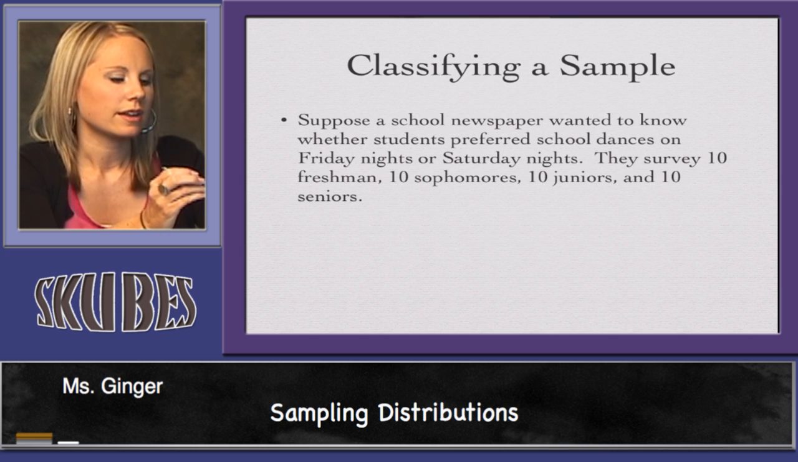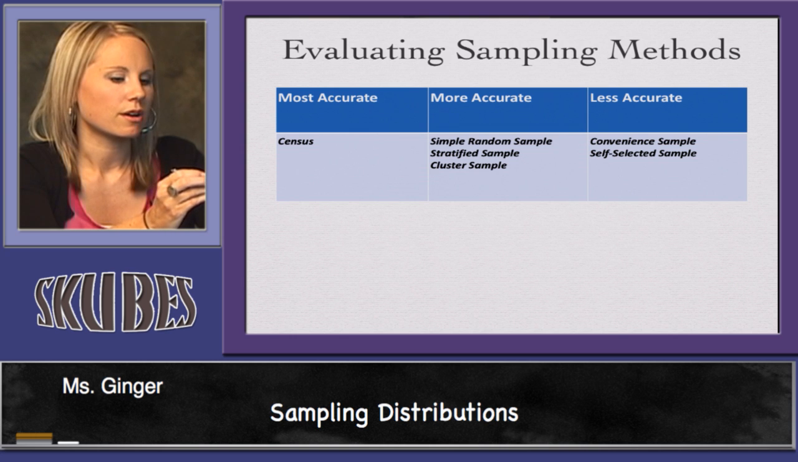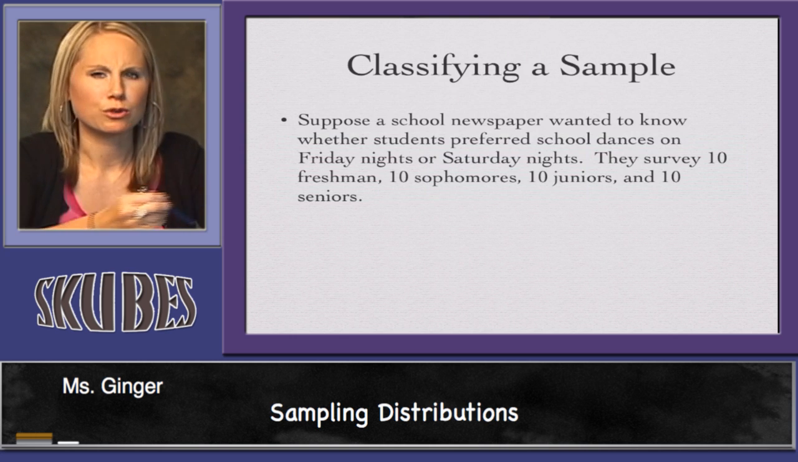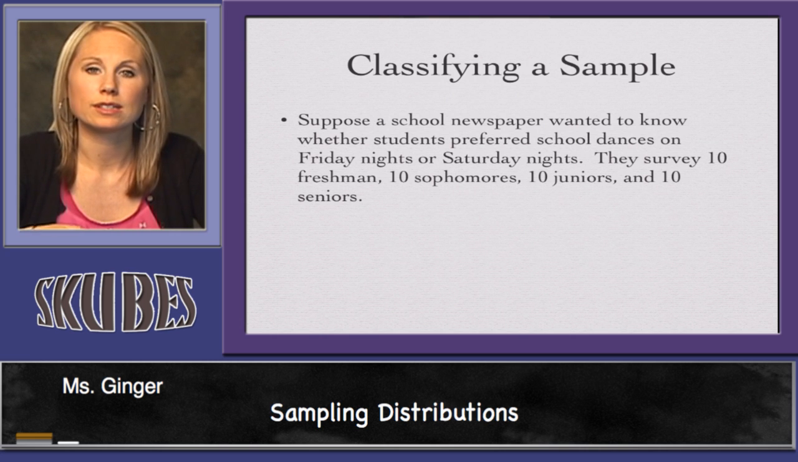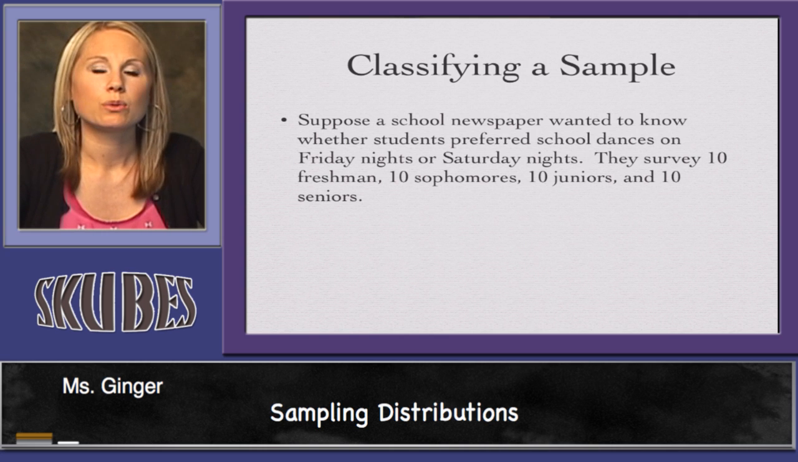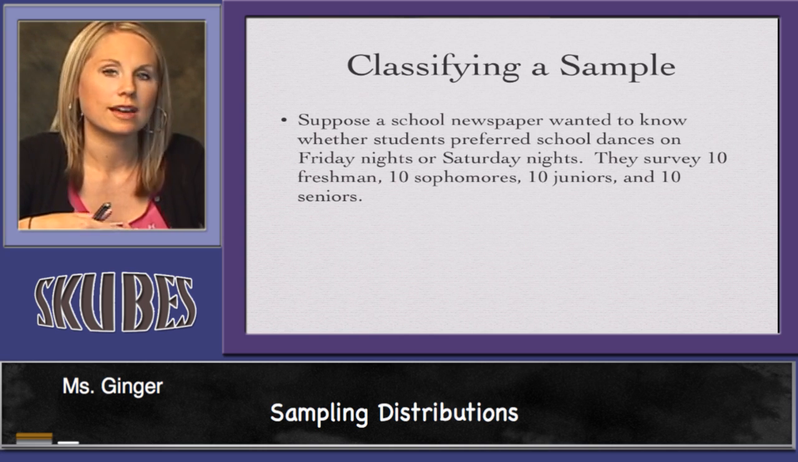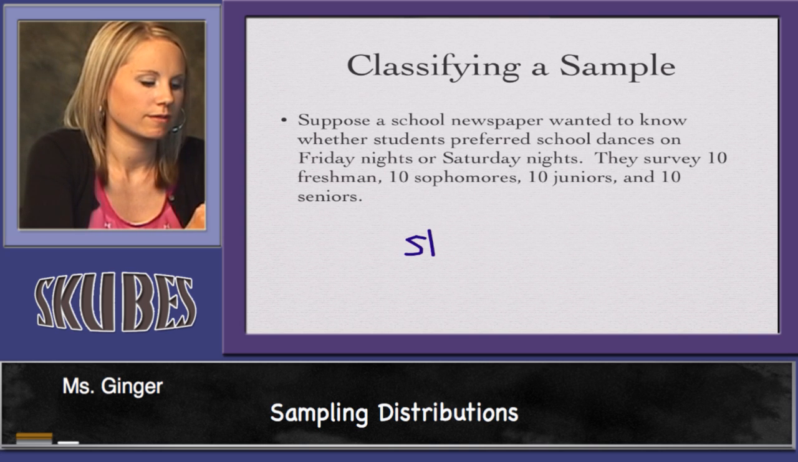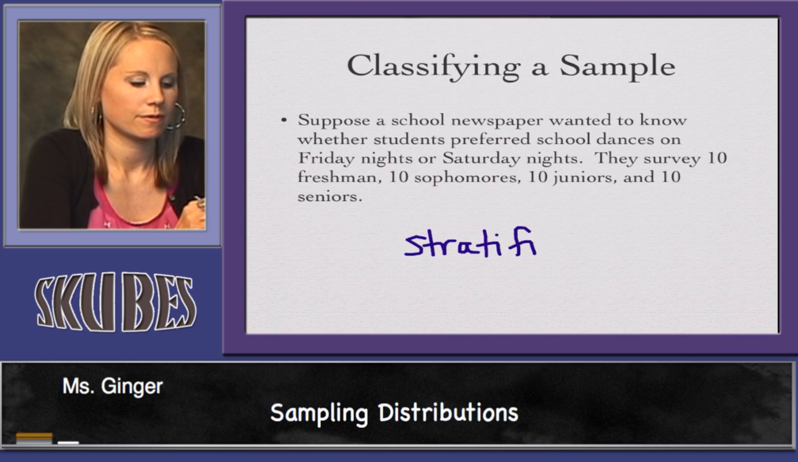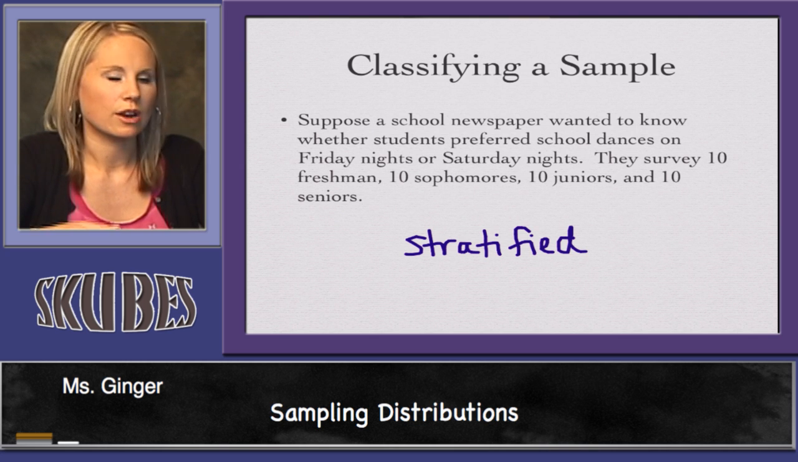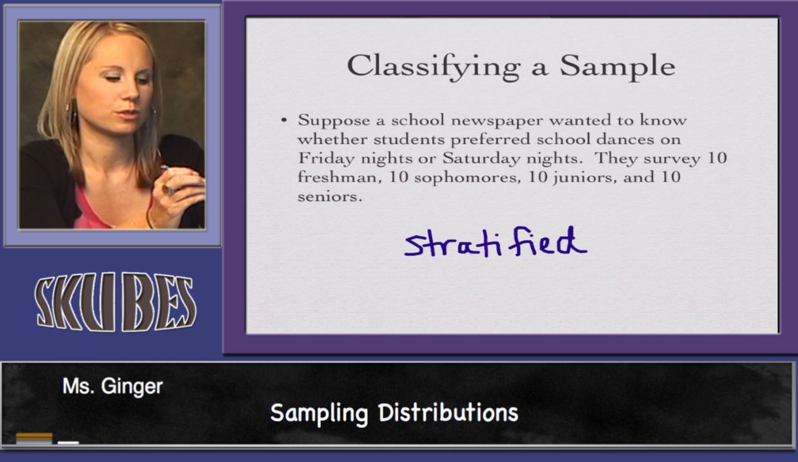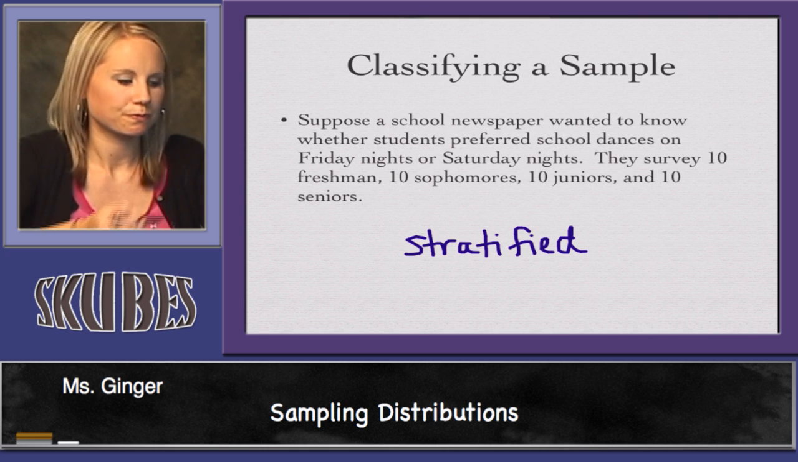Well, we can see that we are first grouping them by class. So we're first sectioning off a group of freshmen, sophomores, juniors, seniors, and then we're randomly selecting 10 from each group. So when you first divide your population into groups and then randomly select from each group, that is going to be our stratified. Okay? So we just have to practice this and see examples and learn how to identify which type we're dealing with, because we may be asked about this.